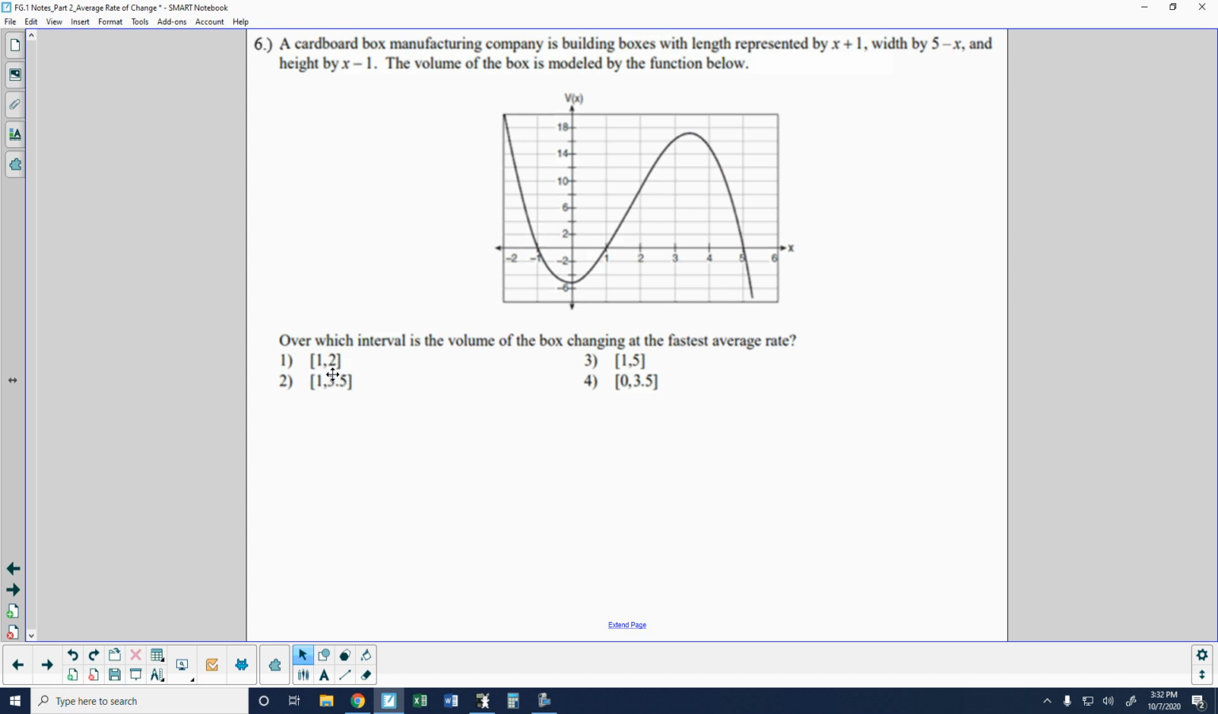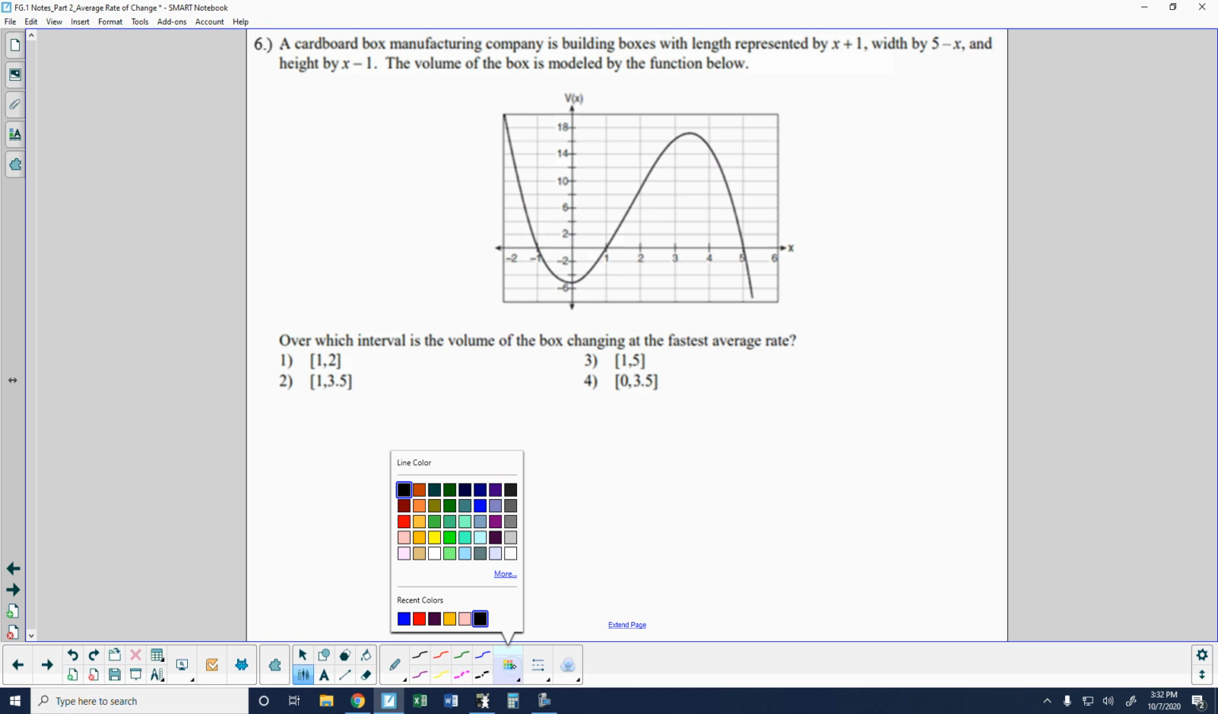So notice this notation with brackets here. This is an interval. It's talking about x values. So we need to find out the average rate of change for each one of these to figure out what the fastest average rate of change is going to be. So let's just take a look at number 1. I'm going to show my work down here.